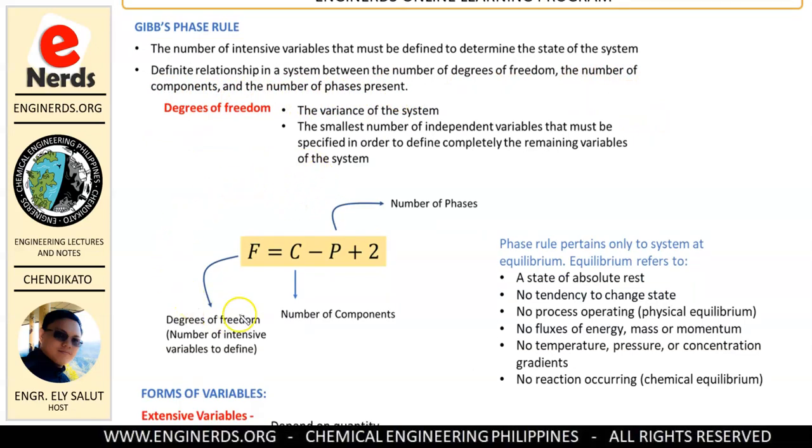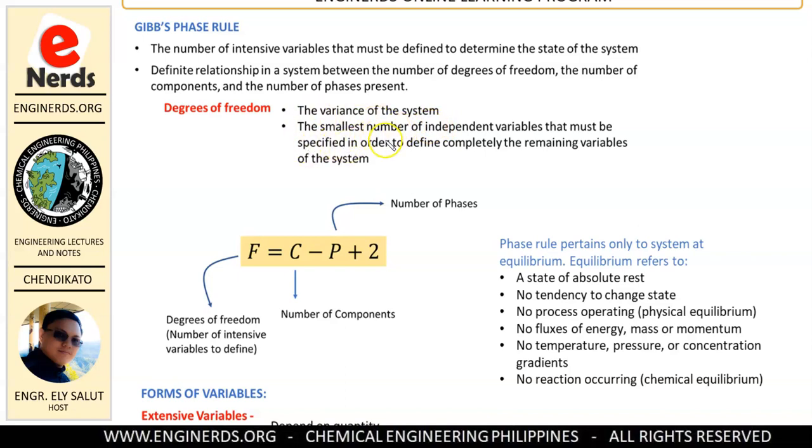So as you can see, the relationships between the degrees of freedom, the number of components, and the number of phases is given by this equation. So F is equal to C minus P plus 2, where F is the degrees of freedom, C is the number of components, and P is the number of phases. So, ano ba itong tinatawag nating degrees of freedom? Well, this is also called the variance of the system.